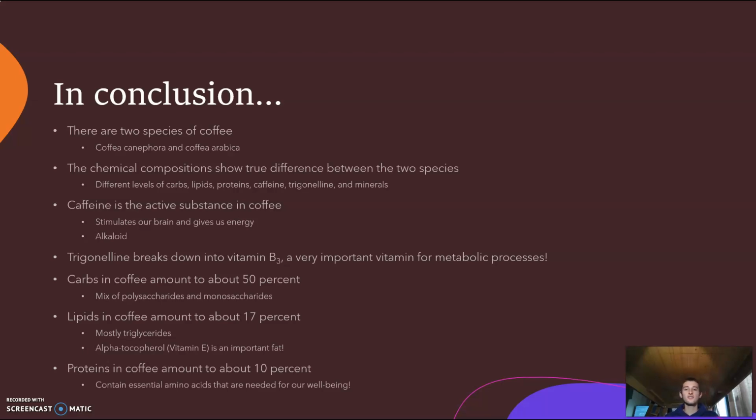And then, just as an overall conclusion, there are many different aspects of coffee that contribute to the chemistry of coffee. But the chemistry of coffee is simple. It's beneficial for us. So I think we should all drink coffee because it's a great thing.